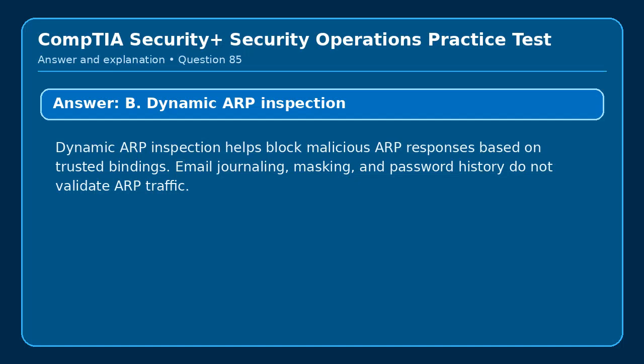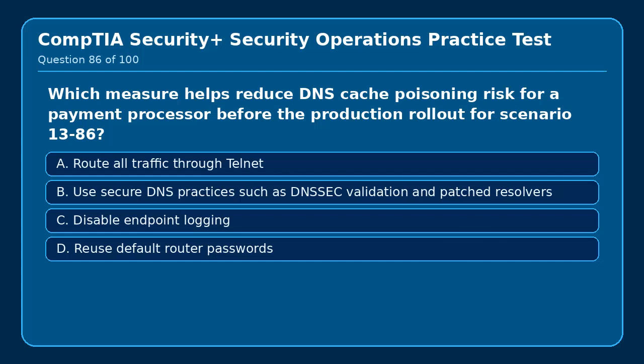The answer is B. Perform wireless scans and compare findings to the approved inventory. Wireless scanning detects access points that are not part of the approved environment. Reduced logging, shared accounts, and password reuse make rogue devices and abuse harder to control.